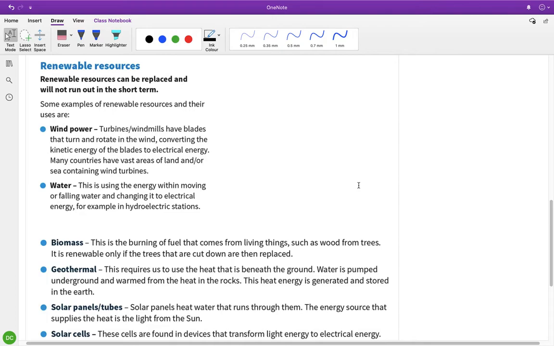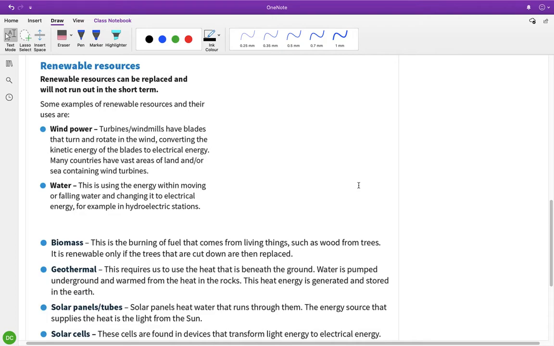Geothermal. This is using the heat in the ground. If you go not massively deep, but a couple of meters below the Earth's surface, there's a constant temperature there. On the surface, because of changes in weather, the temperature will change, and in Ireland it's cold a lot of the time. But just a couple of meters down, there's a constant temperature and it's quite warm, I think mid-20s or something.